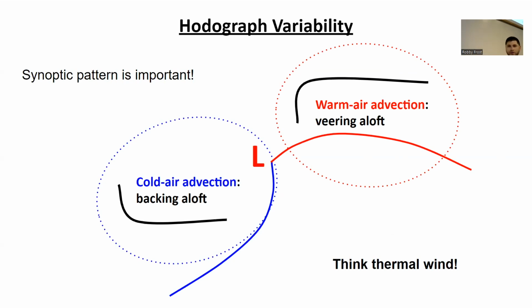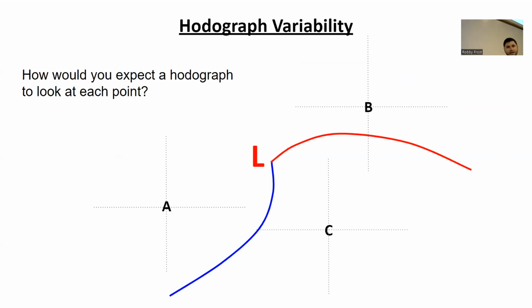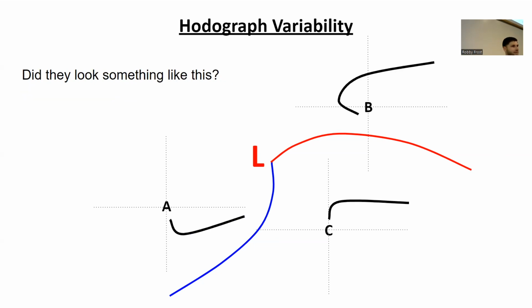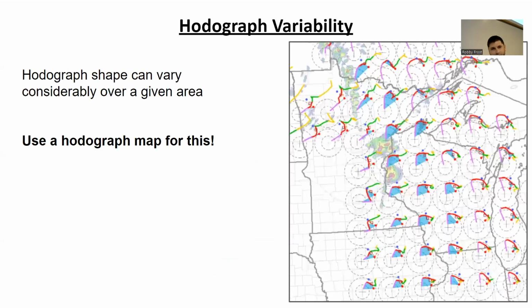So thinking about thermal wind arguments: warm advection, veering wind profiles; cold advection, backing. So in this case, you could almost imagine what hodographs would look like at each location. Just quickly, what would you expect a hodograph to look like at point B? Clockwise, pretty big clockwise curvature. What about B compared to C? More or less curvature? More? Exactly, because you're in the stronger warm advection regime. And then A is going to be the backing wind profile, descent, stuff like that.